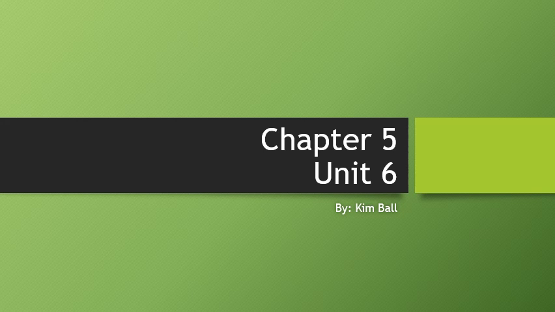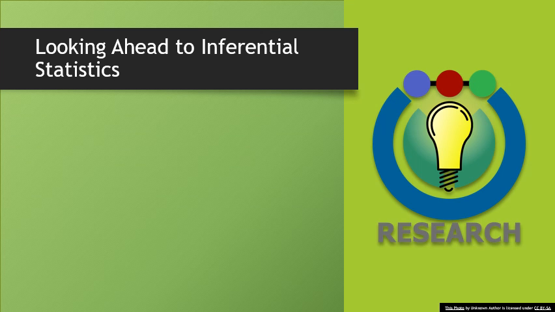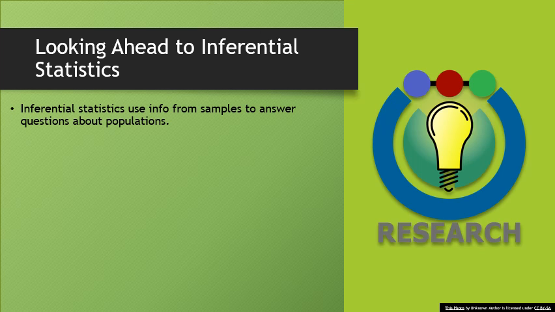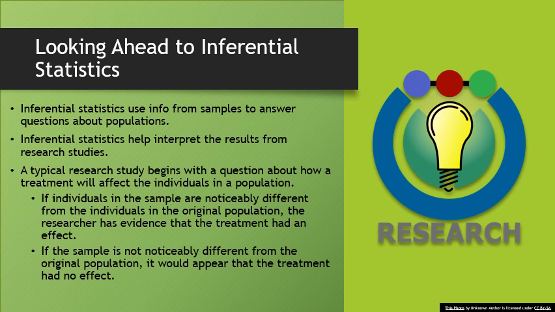Chapter 5, Unit 6. We're going to begin looking ahead to inferential statistics. Inferential statistics use information from samples to answer questions about populations. They help interpret the results from research studies. So a typical research study begins with a question about how a treatment will affect the individuals in a population.